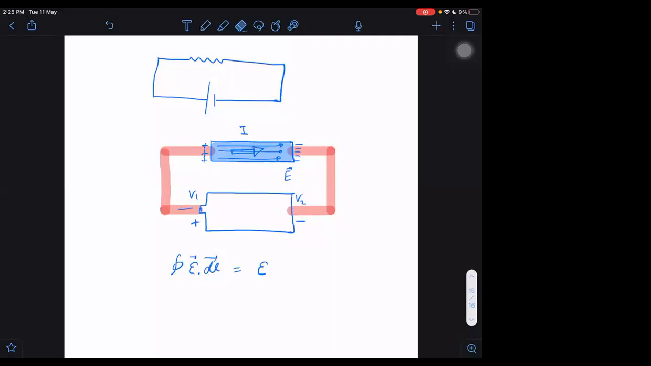The electric field is constant. This diagram is misleading. Here is the electric field and that side is EMF. Anyway, would it be zero or not? Yes, sir. It would be zero.